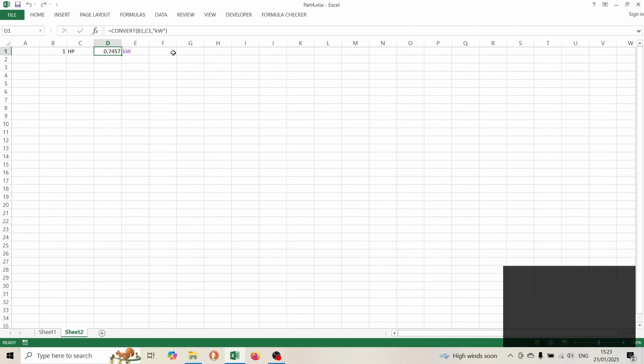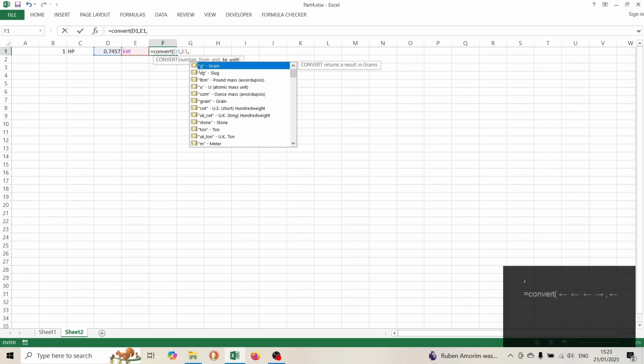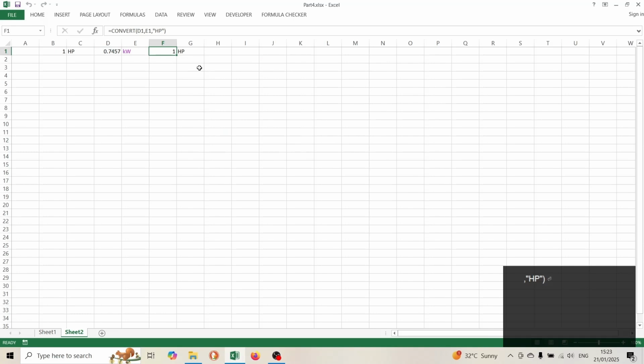It does work in the reverse direction, so we can put it in again, equals convert. This time we'll use the 0.75 as the first parameter. We'll use our kilowatts as the second parameter, and this time we're going to enter the text string HP, enter, and Excel converts it back to horsepower for us.